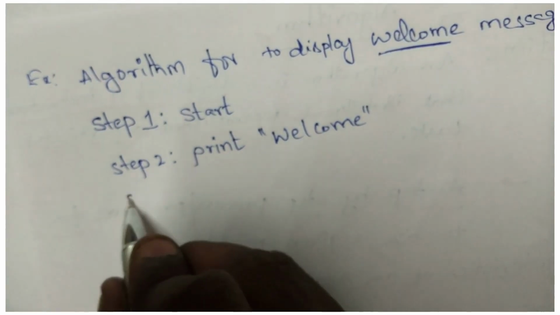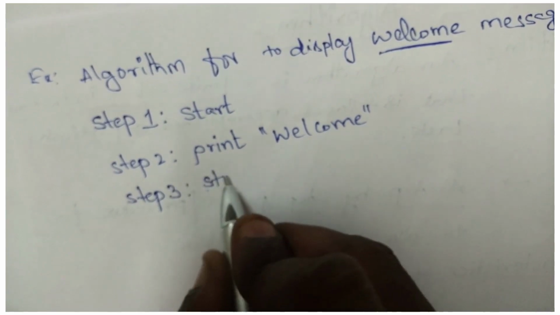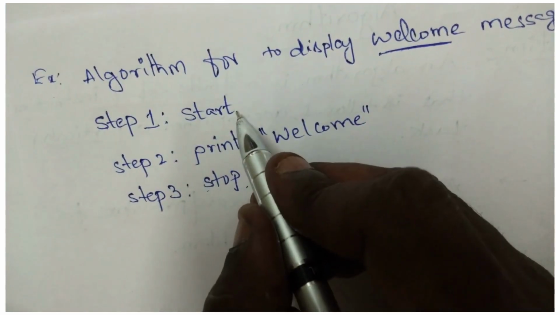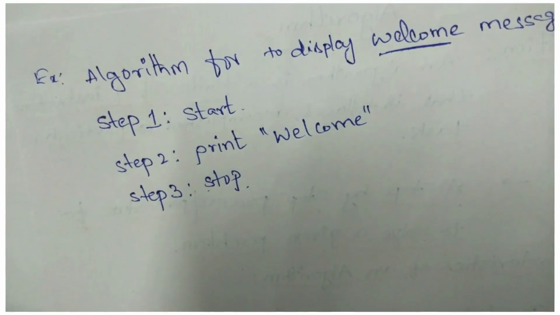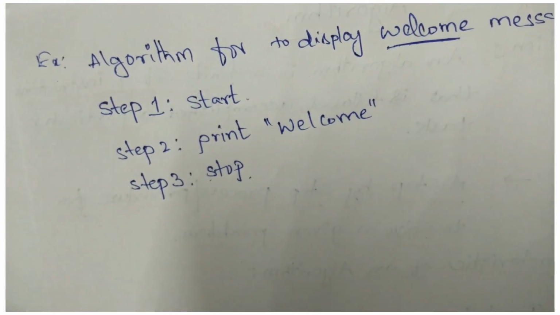Once I have displayed the message, then I have to stop. This is my stop. That means the last step in each algorithm is stop, and at the start of every algorithm is start, right? It is a simple algorithm to display the welcome message, right?